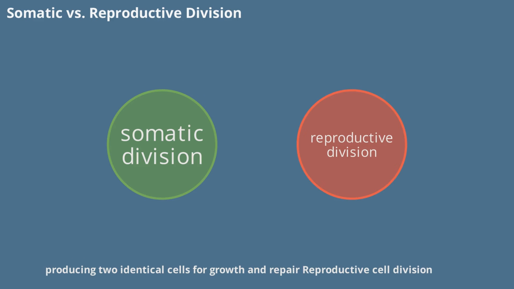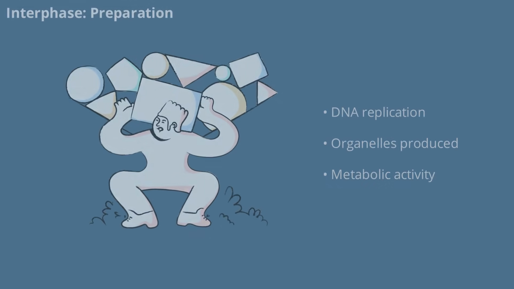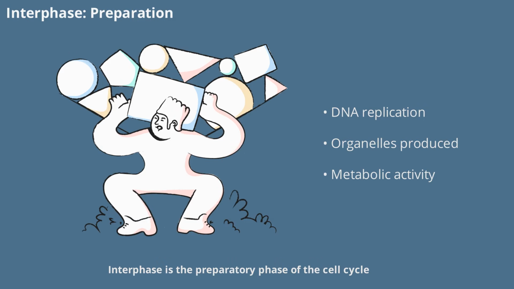Reproductive cell division, or meiosis, creates gametes with half the chromosome number, enabling sexual reproduction. Each type serves distinct purposes in the life cycle of organisms. Interphase is the preparatory phase of the cell cycle, marked by high metabolic activity. During this period, the cell replicates its DNA, produces additional organelles, and synthesizes cytosolic components. Interphase is divided into 3 stages, G1, S and G2. Each stage plays a unique role in preparing the cell for division, ensuring all necessary materials are ready.